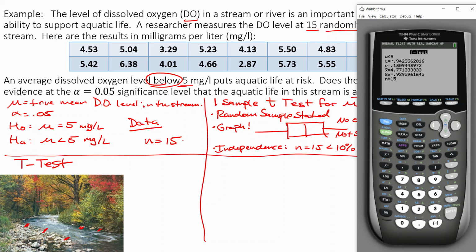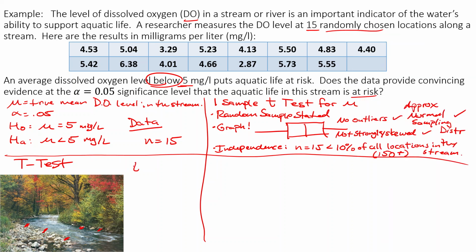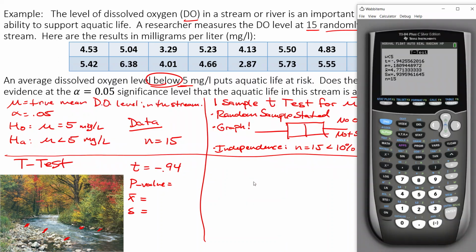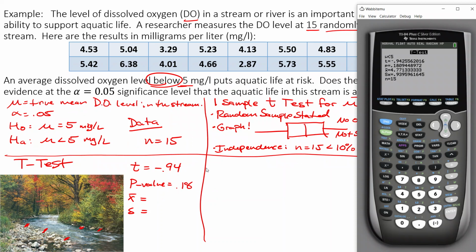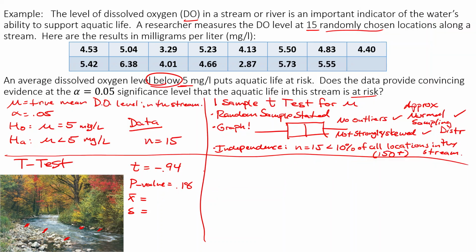All right, so we didn't have the sample mean written down before. We didn't have anything. So we're going to write down everything. So t equals negative 0.94. We want our p-value. We got our x bar. We want our standard deviation. We've already got n. But again, we can just write down everything. So p is 0.18. Our sample mean was 4.77.